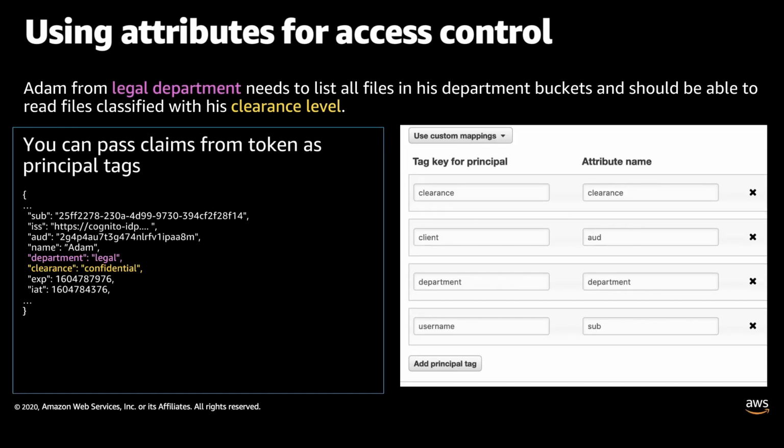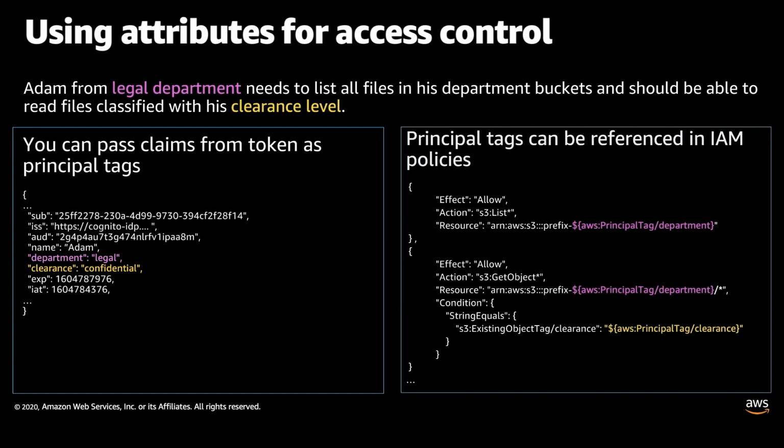Using attributes for access control, Adam will be authenticated and his token will look something like this. It has an attribute indicating his department, could be also a group membership, and it has an attribute indicating his security clearance level. In this case, on the identity pool side, we can select clearance and department claims to be passed as principal tags. We can then reference these principal tags in the resource section, so you can say that these actions apply to resources that match Adam's department. You can also reference principal tags in the conditions section, for example, to compare the clearance level of the user to the value of a tag on the file. You can now manage access by changing the user profile on the IDP side or changing tags on the file rather than changing the policy itself.